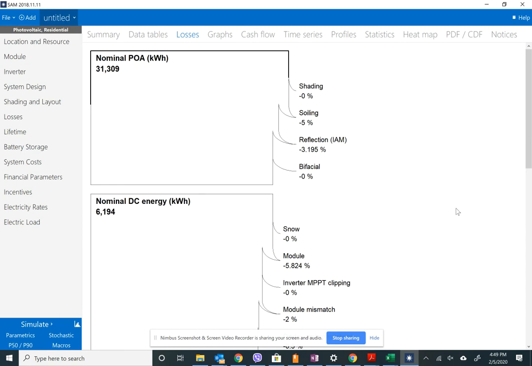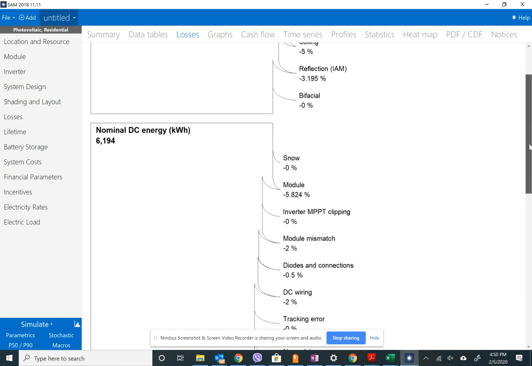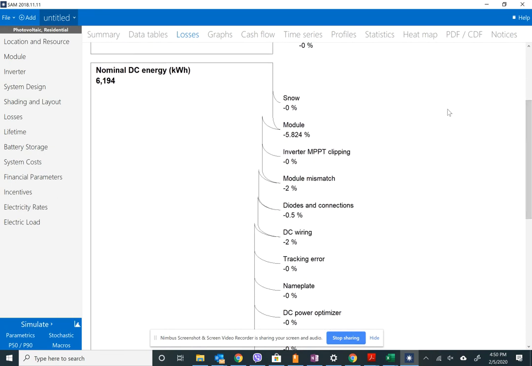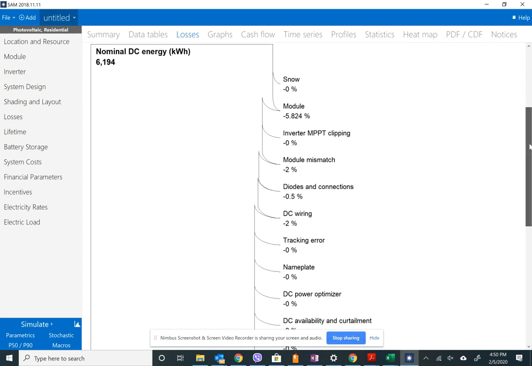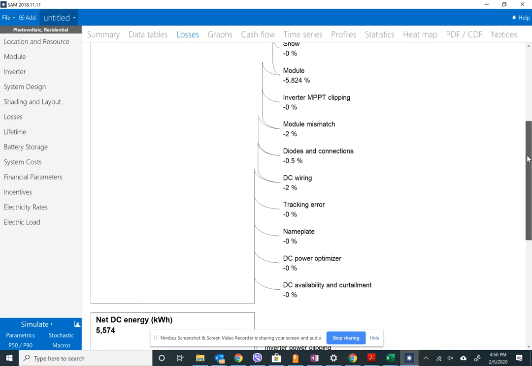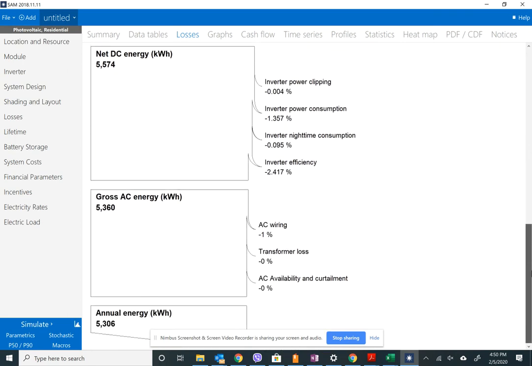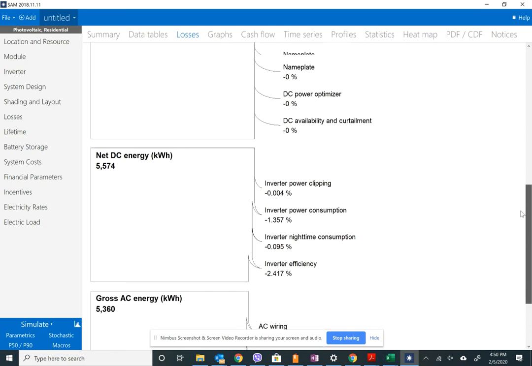Losses, here's where you're getting a lot of your losses. Reflection, soiling, meaning your panels are getting dirty. Some module mismatch, meaning some of your panels are preventing others from producing as much. Just some other stuff, AC wiring.